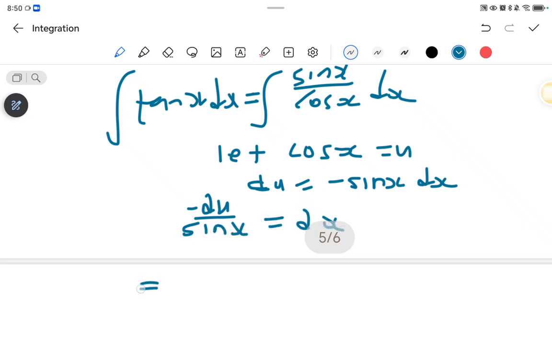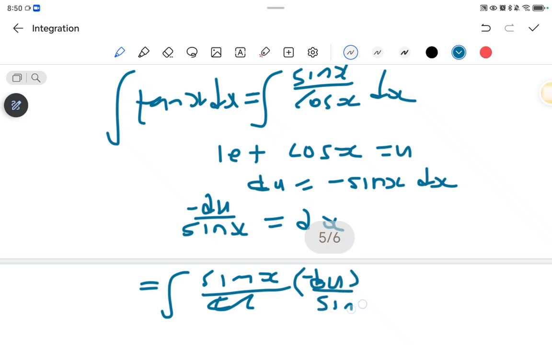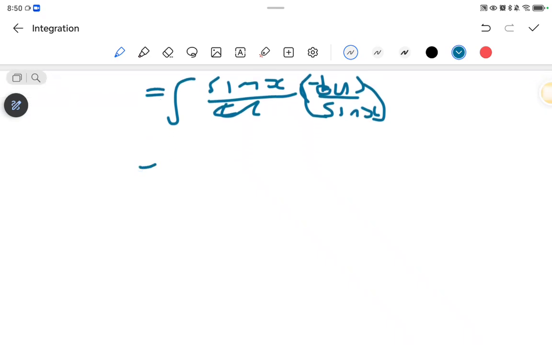I go back to substitute. This is sine x all over our u there, minus, you see there's a negative there, so I just put brackets, sine x. The sine x will cancel out, right? All I have is the integral of 1 over u, I put the negative there, and this will be ln of u.